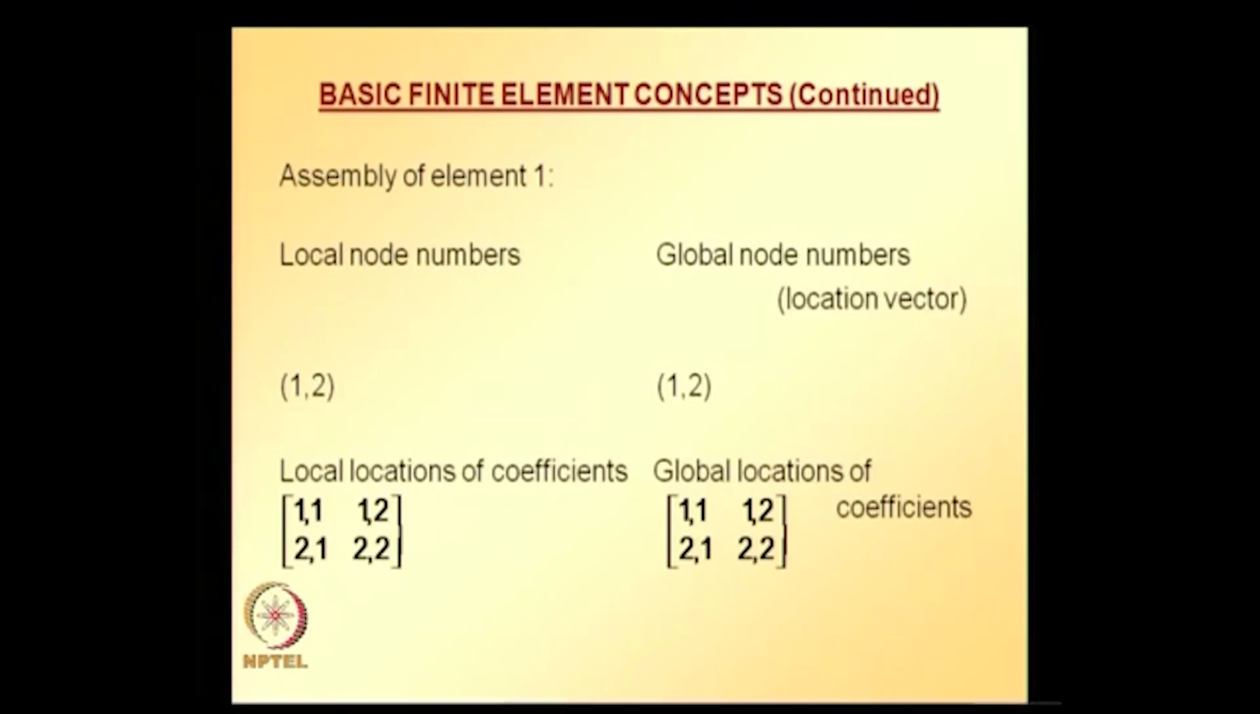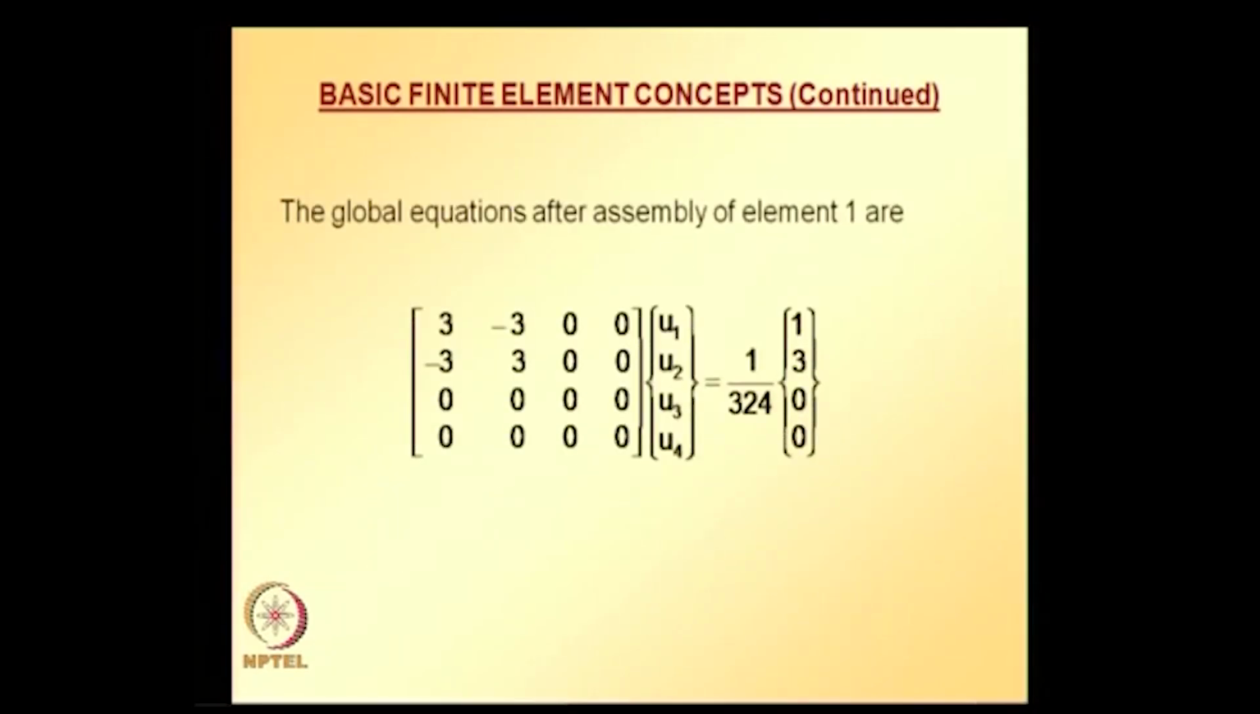with this information you can substitute the contribution of element 1. So, this is where element 1 contribution goes into the global equation system, that is, the global stiffness matrix and global force vector. When I say global stiffness matrix, it is not exactly a stiffness matrix, it is a stiffness like matrix and force like vector.